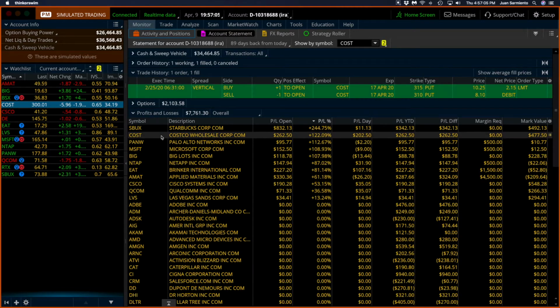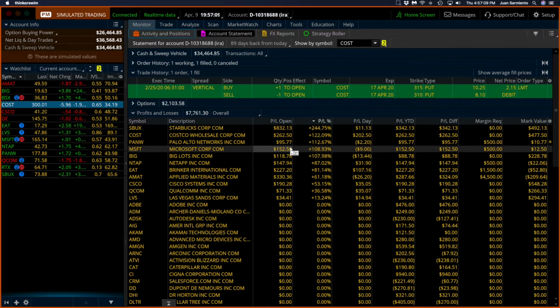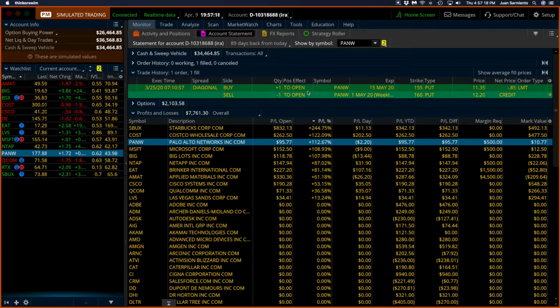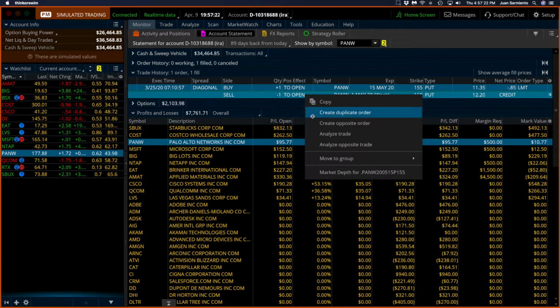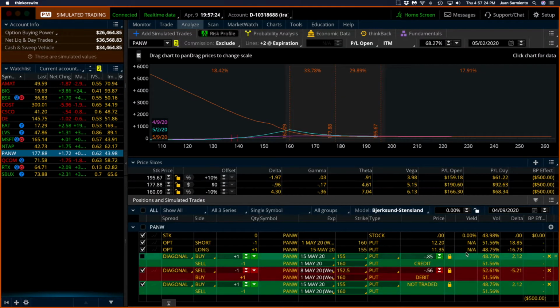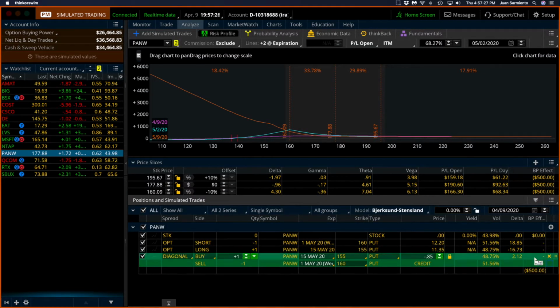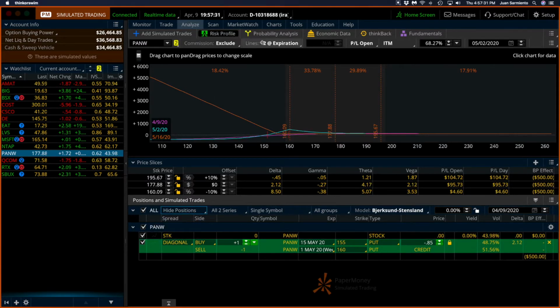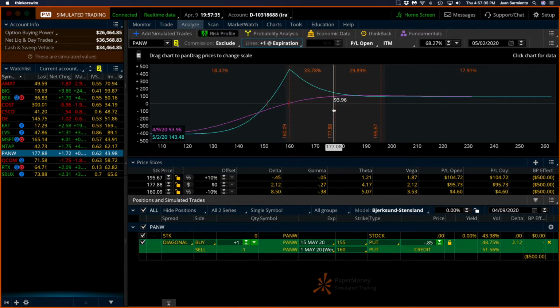Let's see what else we have. Palo Alto Networks. That's a $95 profit. Let's click on that. We can click here on the symbol. And yeah, that's a diagonal. Diagonals have other features. So let's see, analyze trade. That's what it looks like. Let's say 1 to expiration so we can see clearly. Okay, so we are here.